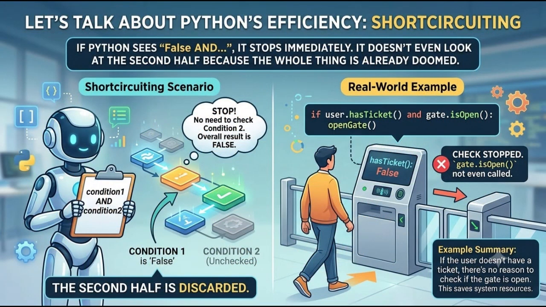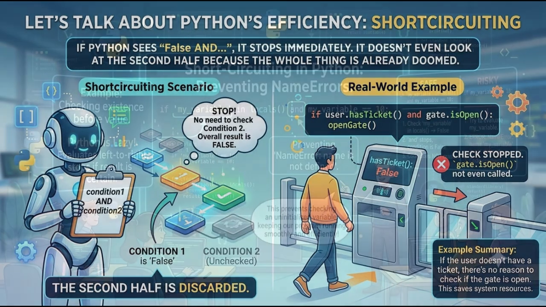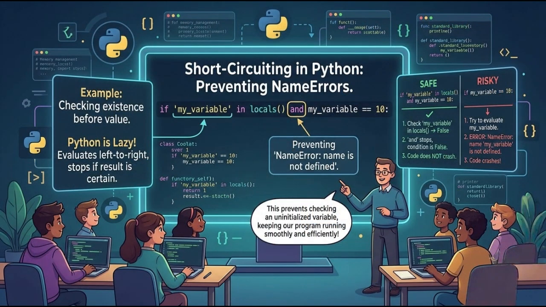Let's talk about Python's efficiency: short-circuiting. If Python sees false and, it stops immediately. It doesn't even look at the second half because the whole thing is already doomed. This is great for performance and preventing errors. For example, checking if a variable exists before checking its value in the same line.